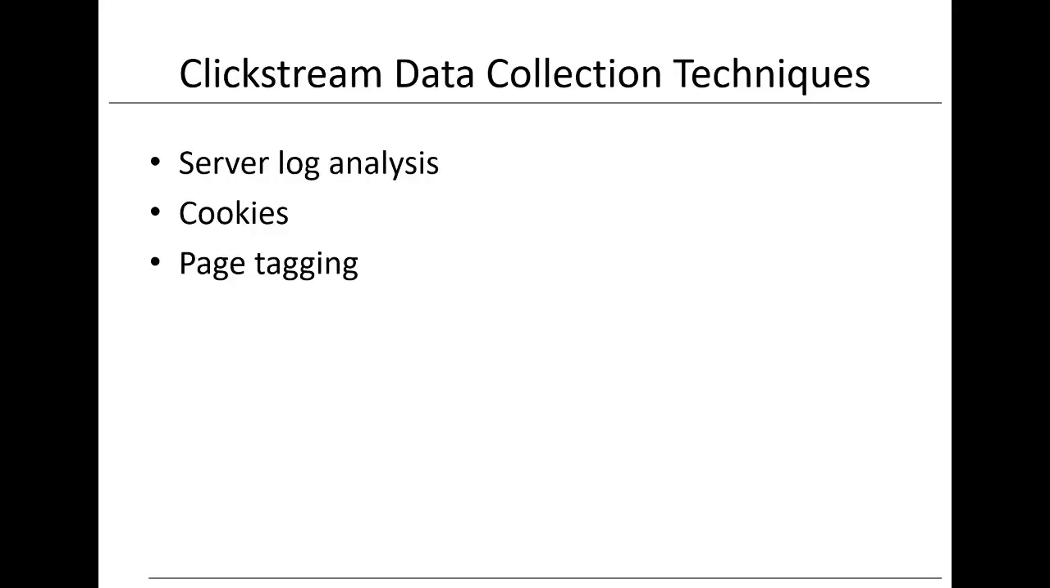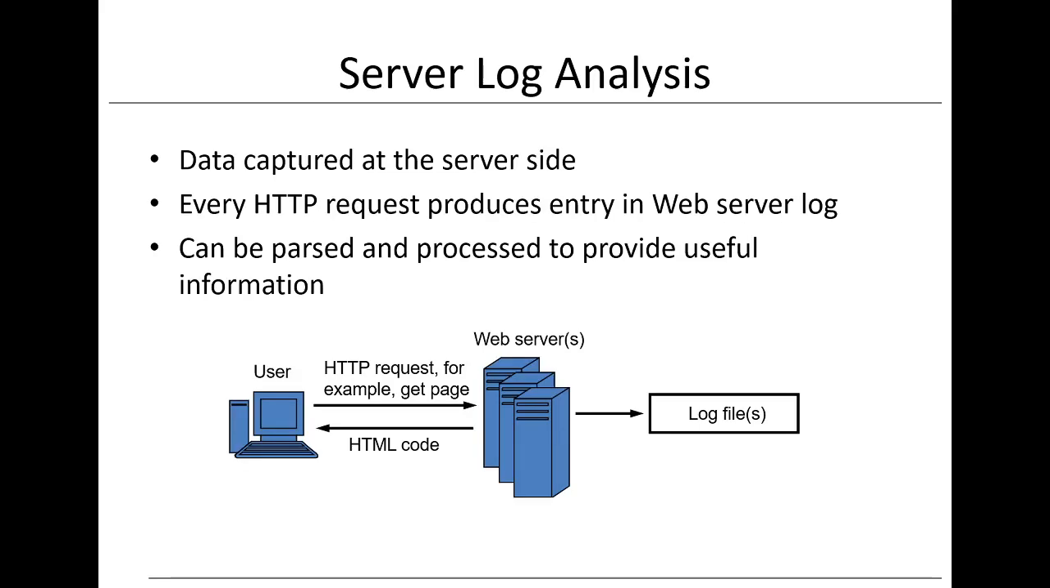In what follows, we discuss 3 different types of clickstream data collection techniques: server log analysis, cookies, and page tagging. Server log analysis is the first way of gathering data for web analytics. As the term suggests, the data is captured at the server side. Every HTTP request for a resource produces an entry in a web server log file, which you can think of as a huge text file. This web server log file can then be parsed and processed to provide the useful web analytics information.